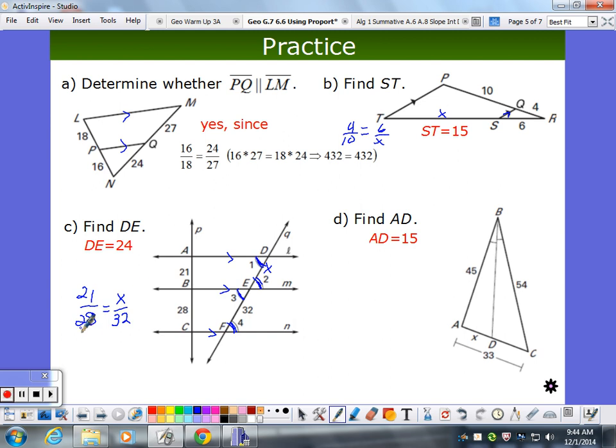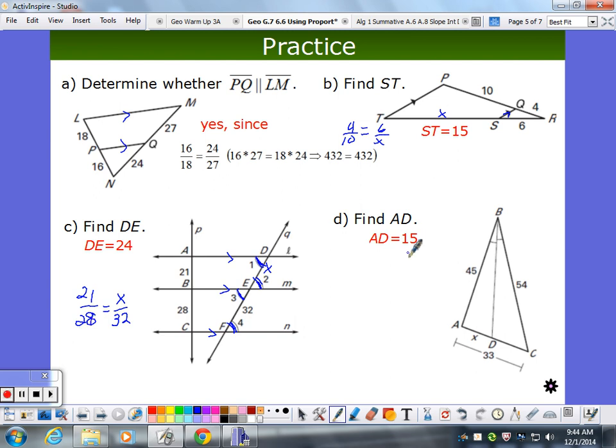Yes? We proved it. We proved the cross product by using the multiplication property of equality and the division property of equality. Yes, it's a cross product property, which we proved.